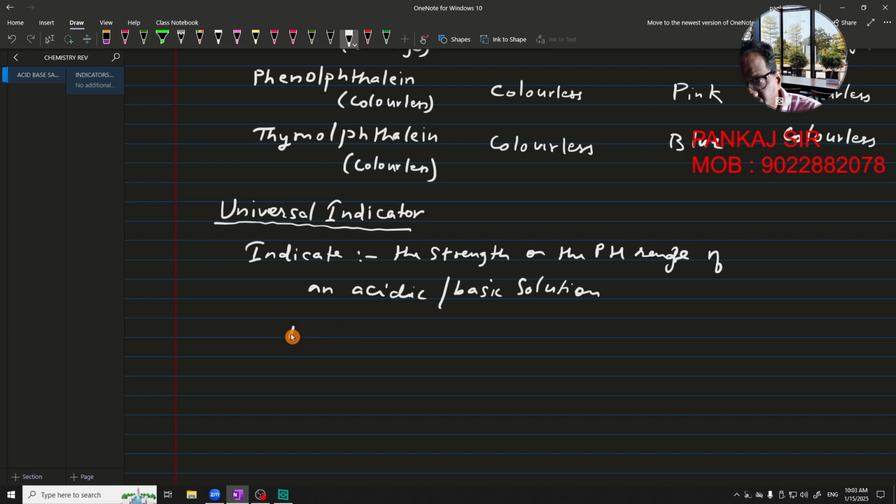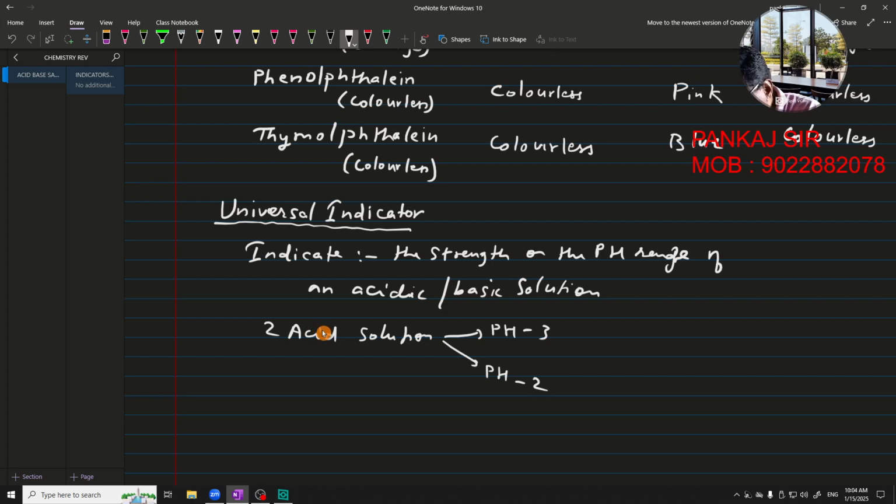Suppose you have two acid solutions. Then using this universal indicator, you can differentiate between the two acids, whether the pH value of this acid is something else and whether the pH value of that acid is something else. Suppose the pH value of this is say 3 and this is say 2. This can also be done with the help of this universal indicator. So it will help you in differentiating the pH values of the acid or the basic solutions.